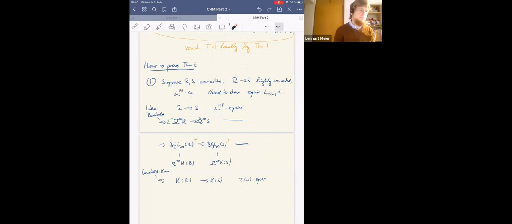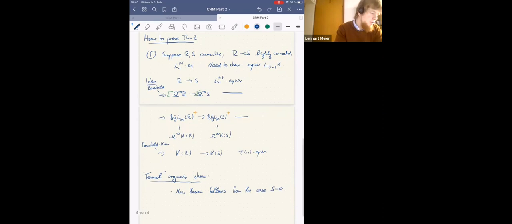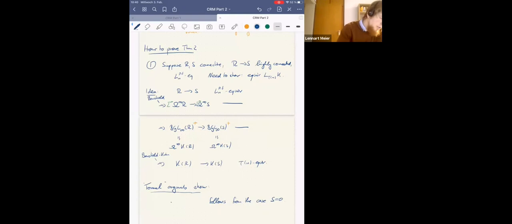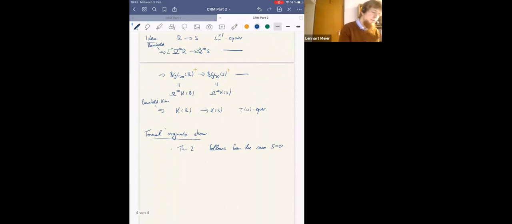Okay, and then more or less formal arguments show two things. First of all, the main theorem follows from the case where S is zero. Let me scroll up for a moment. So I guess theorem two, I should say. So this was this theorem here. If S is zero, this just means that if R is zero in height zero to N, we want that the K theory also vanishes in height N. It follows from the case S is zero.